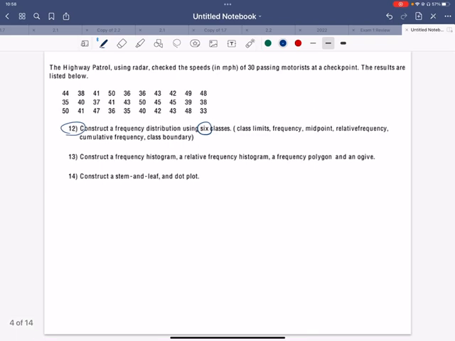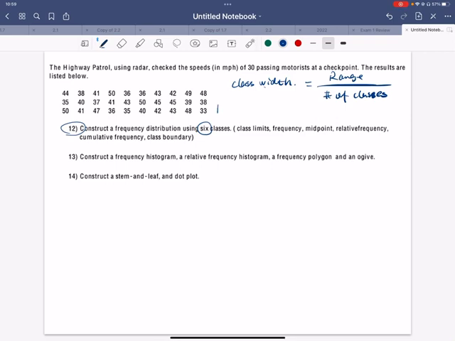Let's do the frequency distribution first. In order to have a frequency distribution, first we will have a class width. Class width, by definition, is the difference between two consecutive lower or upper limits. That is how wide a class is. But in order to find it, we like to use range divided by the number of classes.